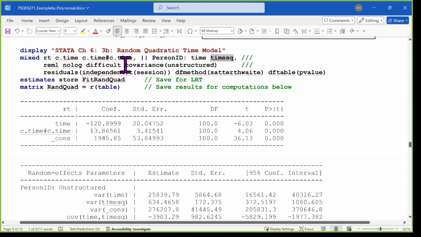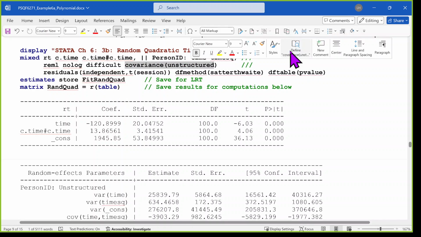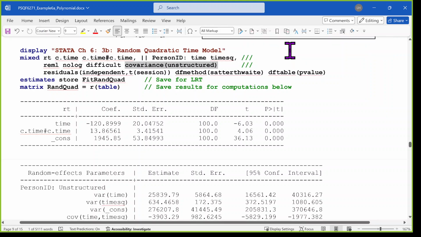The other piece that you need to make sure that you have, Stata folks, is this option, covariance unstructured. That is what introduces covariances among your random effects. It is not a default. Otherwise, if you run it without this, you will get your variances, but not your corresponding covariances. And we're still using an independent structure for the R matrix for right now.